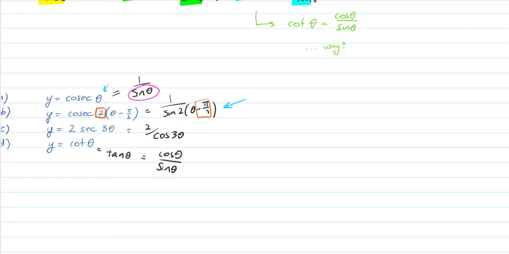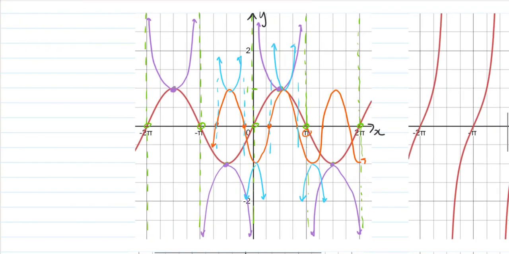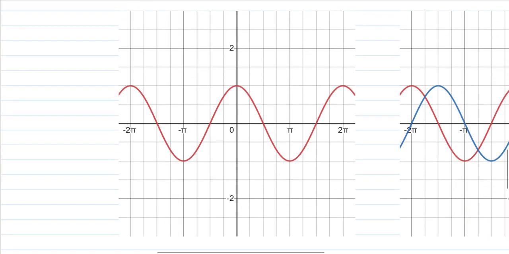2 sec 3 theta. So I've got a cos graph down here. And 2 sec 3 theta is 1 over cos 3 theta, but with a 2 here. So that 2 is like an amplitude change. And so let's sketch cos 3 theta first of all. That's just got a compression factor of 3. So it brings this point into there, and this point into there. And it repeats 3 times in between. So there, and then there, there, there.